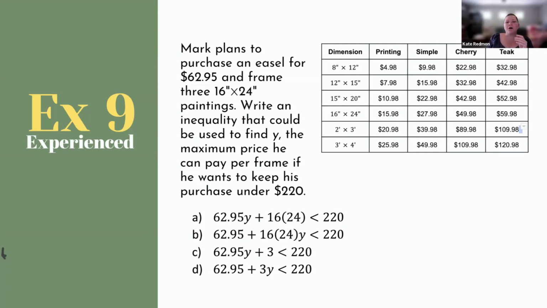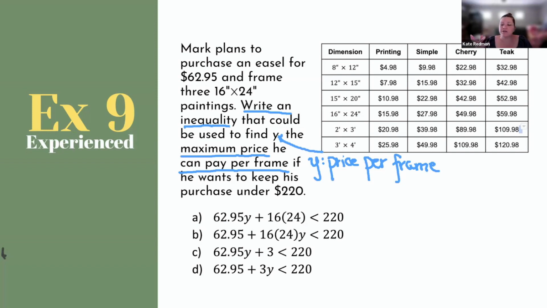Example 9. Mark plans to purchase an easel for $62.95 and frame three 16-inch by 24-inch paintings. Write an inequality that could be used to find y, the maximum price he can pay per frame, if he wants to keep his purchase under $220. So we're writing an inequality. That's what they've asked us to find. The inequality is going to have a y in it, and y is the price that he can pay per frame.